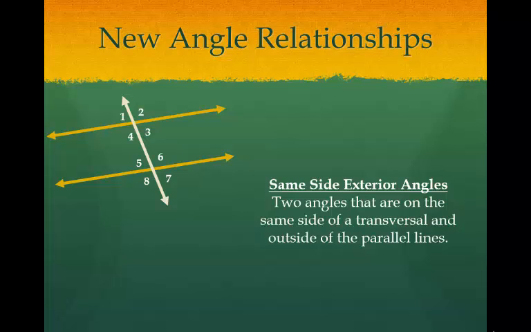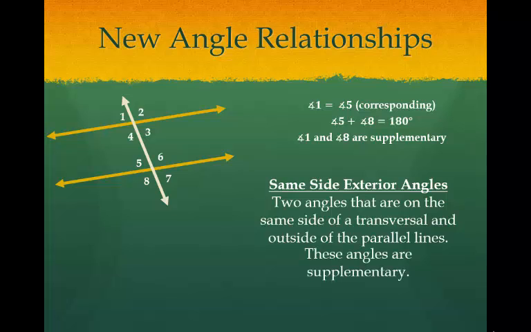We know that angle 1 corresponds with angle 5 and is therefore equal. We also know that angle 5 and angle 8, when added together, make a straight angle, meaning that they are supplementary. Therefore, since angle 1 is equal to angle 5 and angle 5 plus angle 8 equals 180, we can determine that angle 1 plus angle 8 would equal 180 by transitivity, and therefore angles 1 and 8 are supplementary. So same side exterior angles are supplementary angles. Our two pairs of same side exterior angles in this diagram are angles 1 and 8, as well as angles 2 and 7.